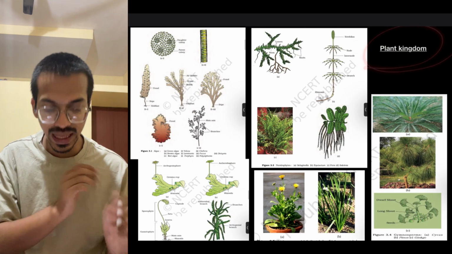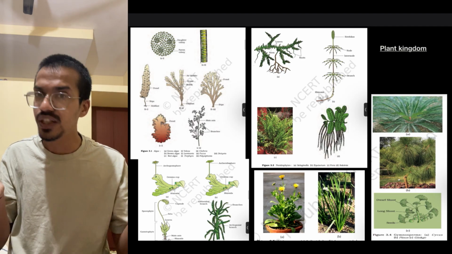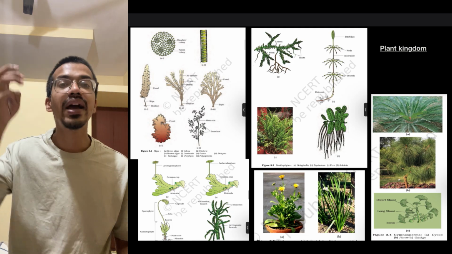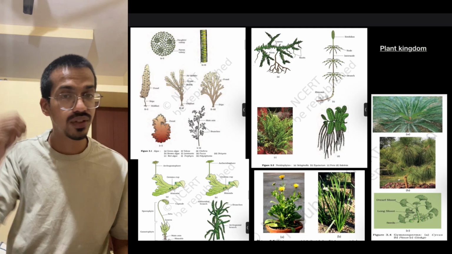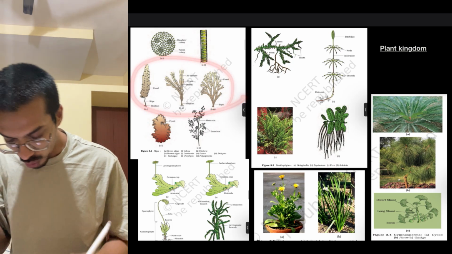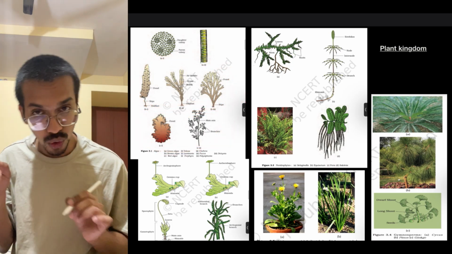Moving on to the next chapter, that is the plant kingdom. The plant kingdom is divided into 5 different divisions. Number 1 is the algae. All these algae are shown to you. Algae is further divided into 3 different classes. This is Chlorophyceae. Sorry, this is Phaeophyceae, the brown algae, and this is Rhodophyceae.